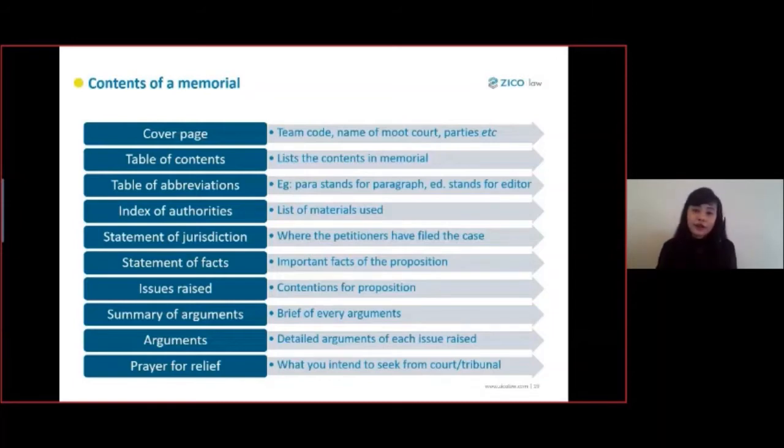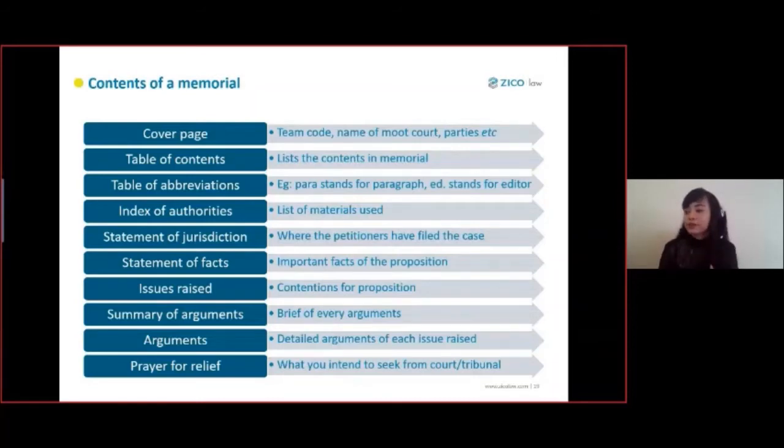Next is the statement of facts. It should be short, and I think the best way to do this is to highlight the facts that support your argument. Then you go on to the issues raised, which are basically the issues that you have to tackle in the moot problem. Next is the summary of arguments. An effective summary of arguments means that once the judges have read it, they need to be able to understand thoroughly what your written submission will be.